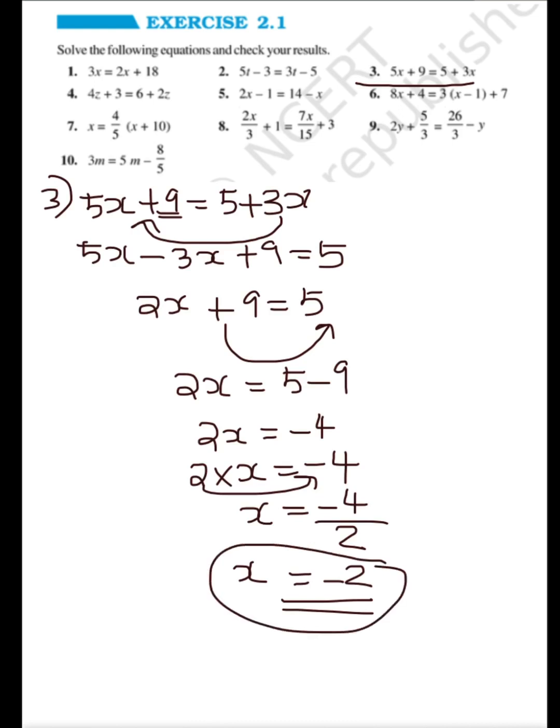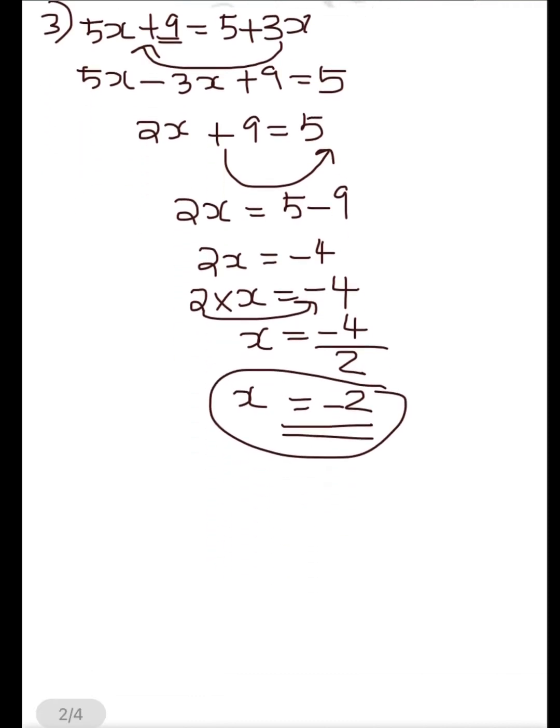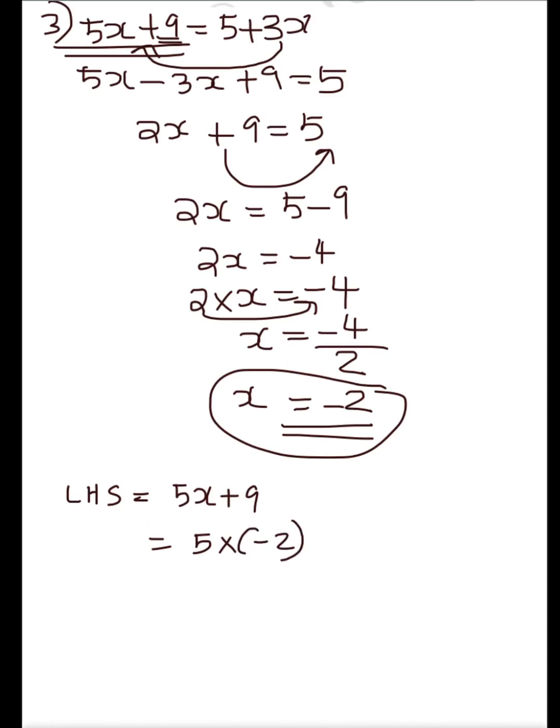Minus 2. So x equals minus 2 will be our answer. Now let's check. What is LHS? LHS is 5x plus 9. Now let's substitute this x. What is x? x equals minus 2, the answer that we got, plus 9. What is 5 into minus 2? It's minus 10. So minus 10 plus 9. What is the answer? It's minus 1. Minus 1 will be the answer.